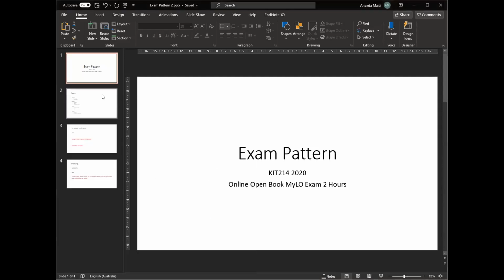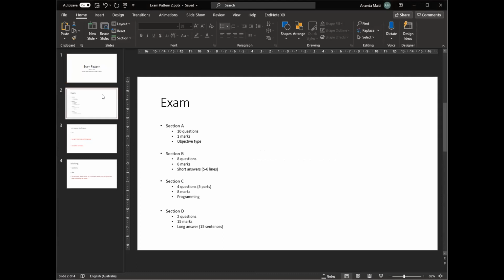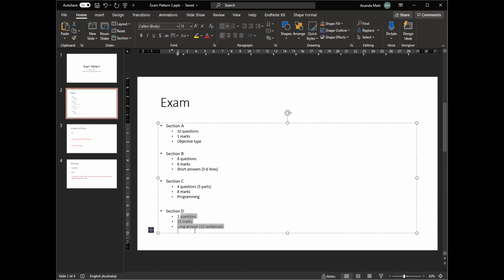The exam has 4 sections. It's similar to what we did last year, except that I decreased one section D question and increased the marks on section B. Section A is going to be the objective type stuff. It could be a mix of fill in the blanks, multiple selection, multiple choice and all those things. It could be a mix of anything.